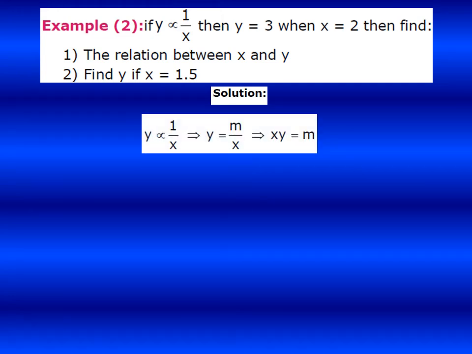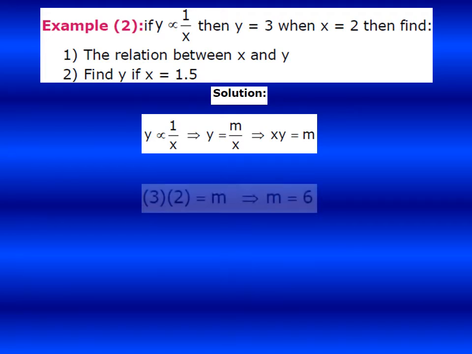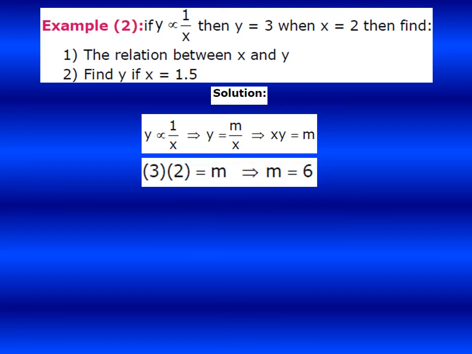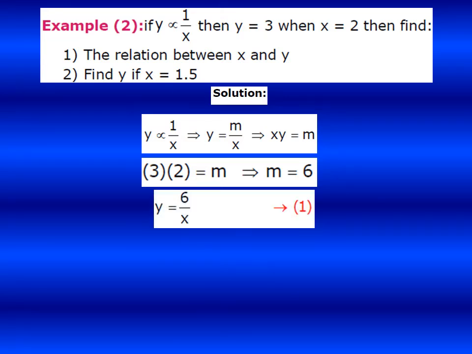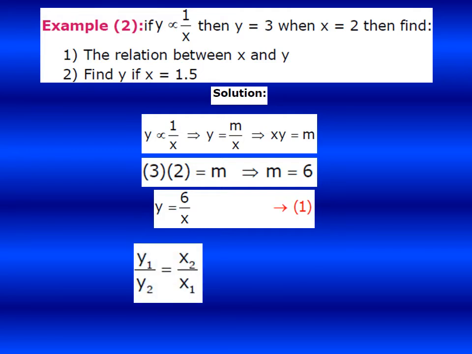y varies inversely with x, therefore y equals m over x and xy equals m. Substitute x by 2 and y by 3. Then 3 times 2 equals m. Then m equals 6. The relation is y equals 6 over x. This is the first required.